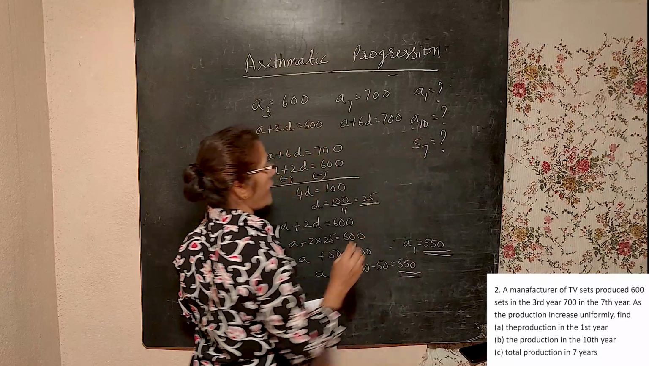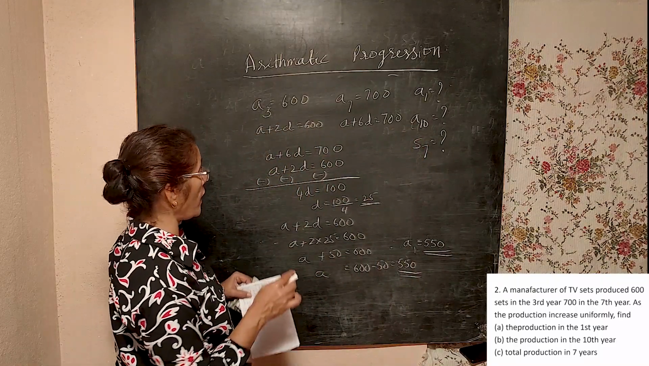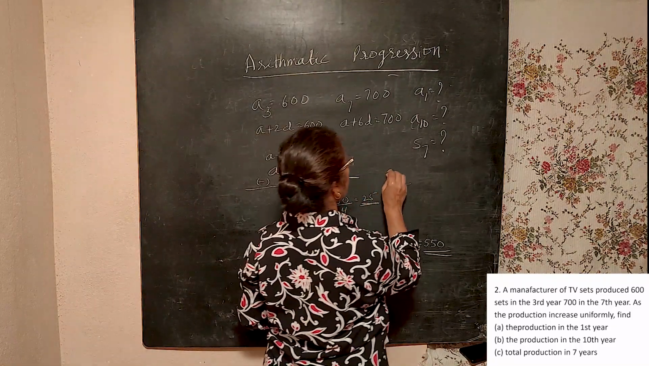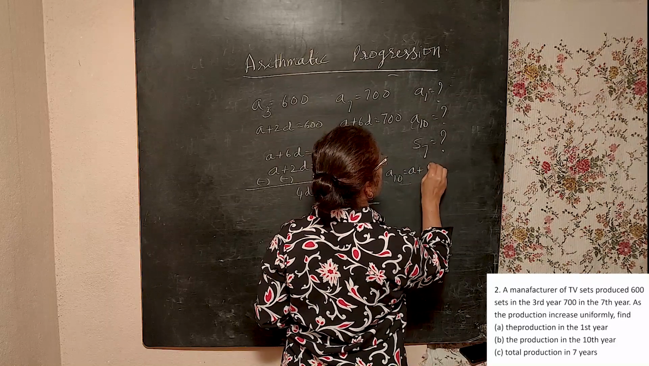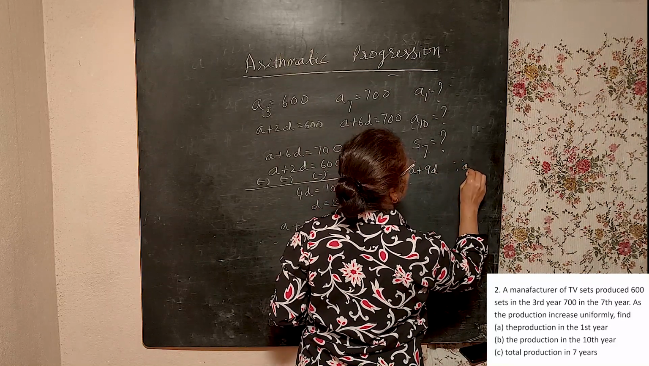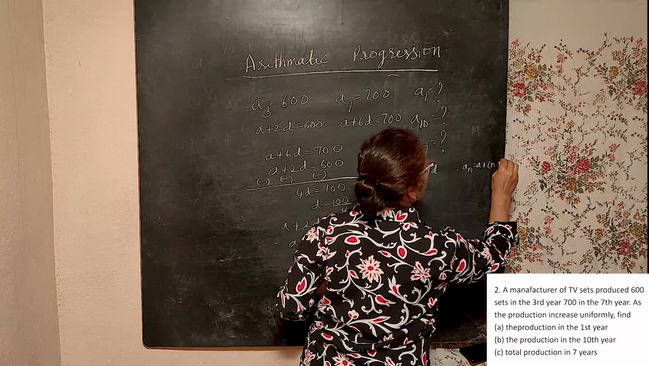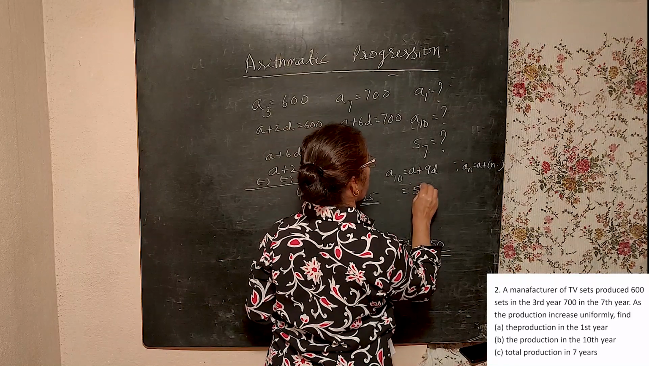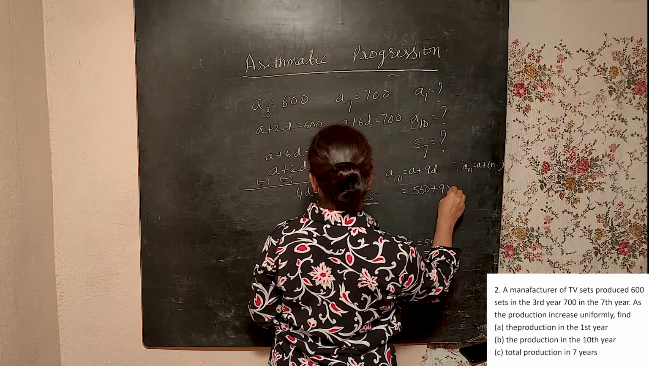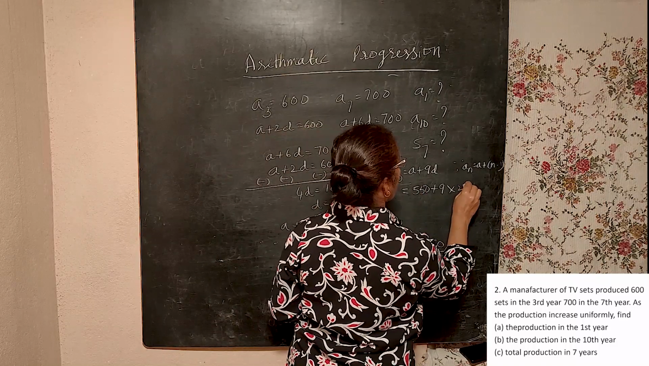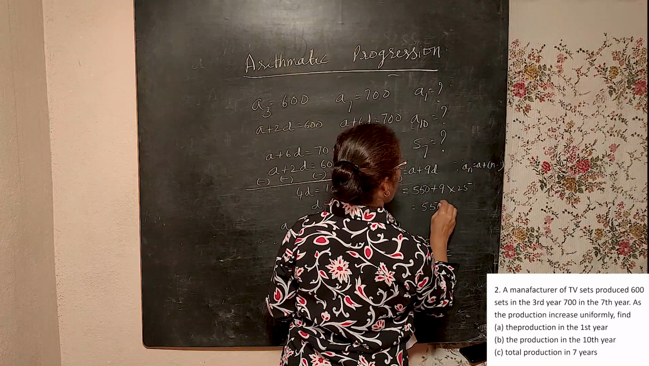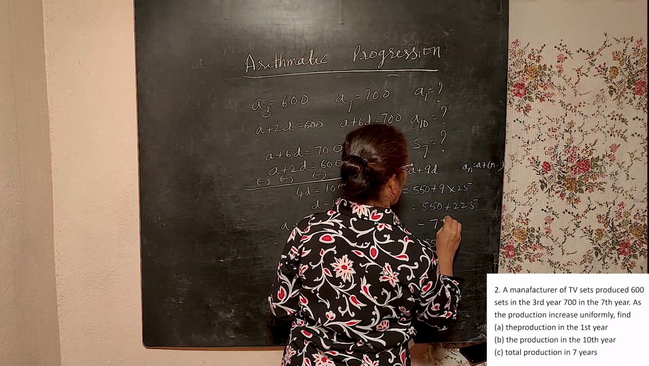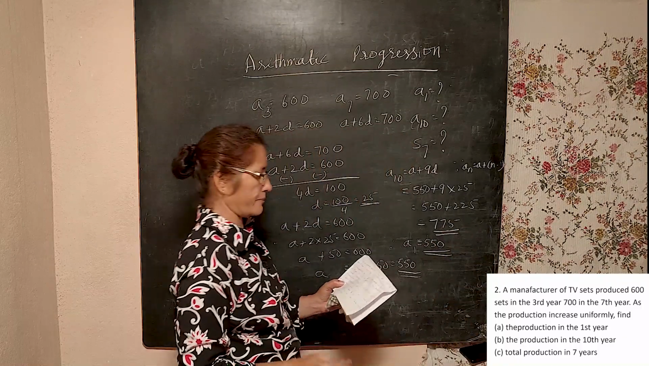Now what is the question? A10. In order to find A10, do I know A? Yes. Do I know D? Yes. Then it is easy. A10 is equal to A plus 9D, because An is equal to A plus n minus 1 into D. So A10 is equal to A, how much did we find? 550 plus 9 into D. D is 25. So 550 plus 225 is equal to 775. This is your answer.